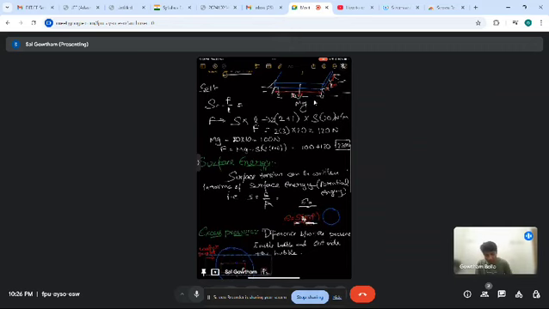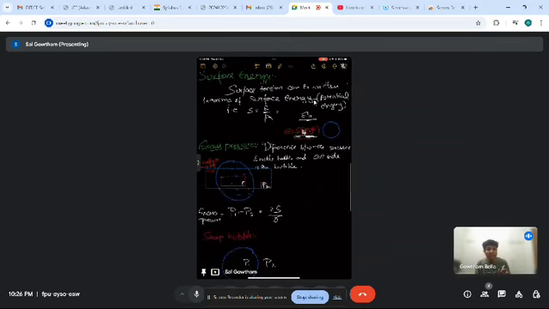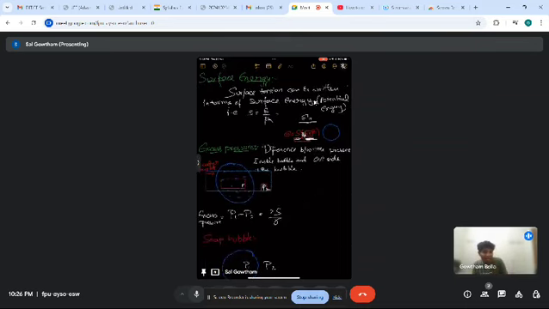So let's go to the next topic, excess pressure. The excess pressure is the difference between the pressure inside the bubble and outside the bubble. Here let's consider a water droplet which has pressure P1 inside the water droplet and P2 outside the water droplet. The difference between P1 and P2.